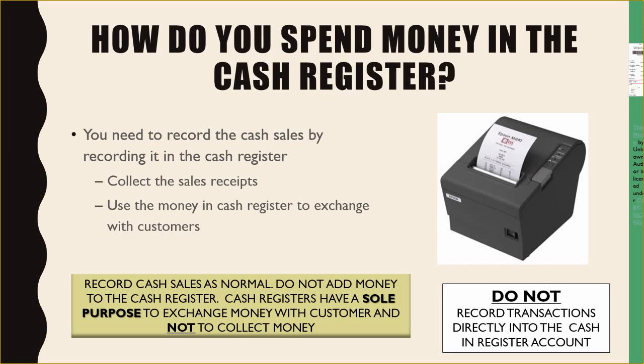First thing is you have to make sure that before you even start your register that you have the exact amount. Then as you go through your day, you have to keep a separation between your cash sales. So you're going to have a pile of receipts and you're going to be receiving cash from your customers and also exchanging it with the customers, okay? So again, you're going to be recording cash sales as normal. Do not add money into the cash register, okay?